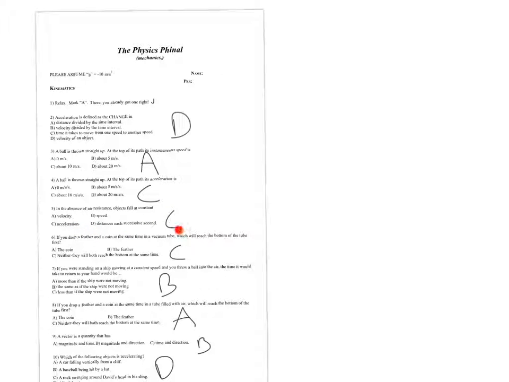5 is C. Objects fall at constant acceleration as they fall to the ground. 6 is C. They'll reach the bottom at the same time with no air resistance.